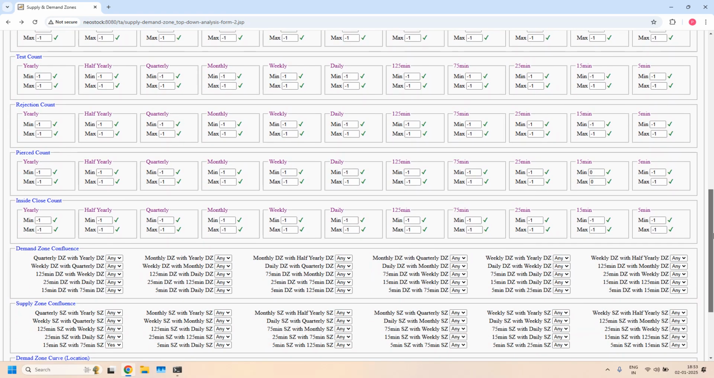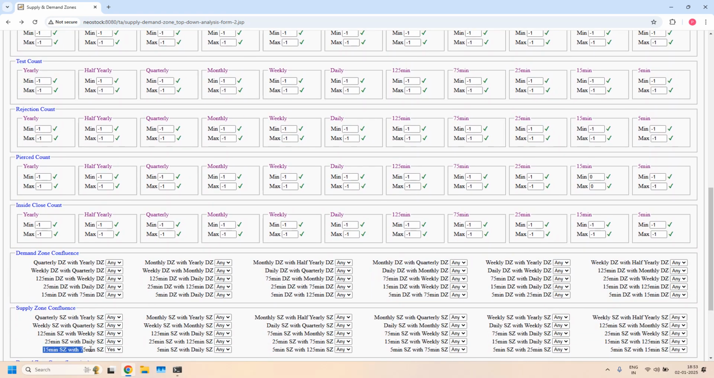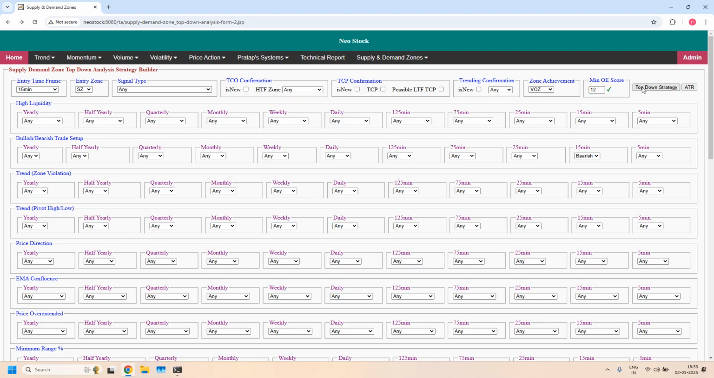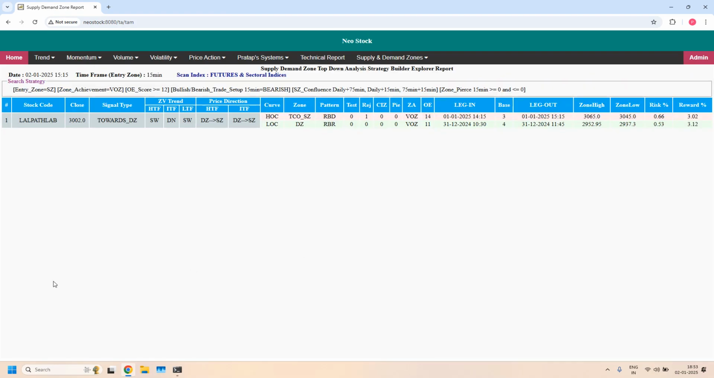So LTF, ITF, HTF supply zone confluence. First filter is already enabled. Second filter, 15-minute supply zone with daily supply zone confluence. Third filter, 75-minute supply zone with daily supply zone confluence. With all these three filters, we got only one stock. So this 15 minutes supply zone is part of the 75-minute supply zone, both together part of the daily supply zone. And the daily trend is sideways, so no need to look for EMA confluence, because EMA confluence does not add any advantage in a sideways trend.